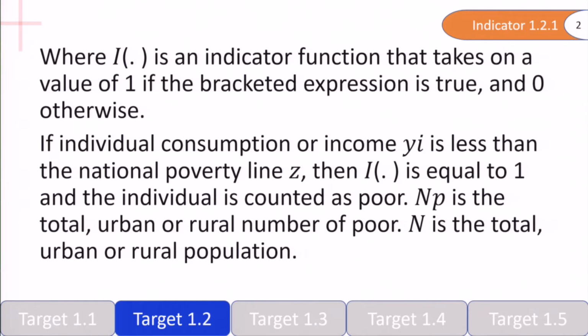If individual consumption or income y_i is less than the national poverty line z, then I is equal to 1 and the individual is counted as poor. N_p is the total urban or rural number of people, and capital N is the total urban or rural population, as the case may be.